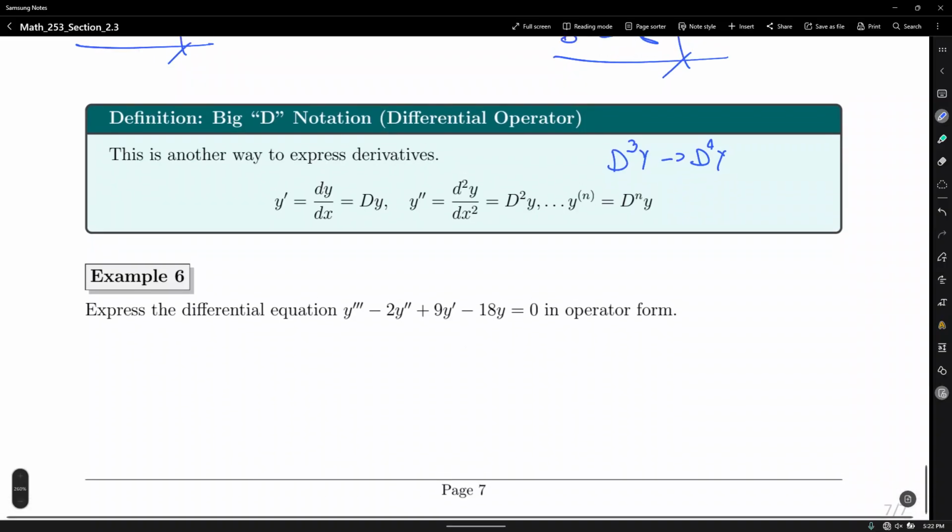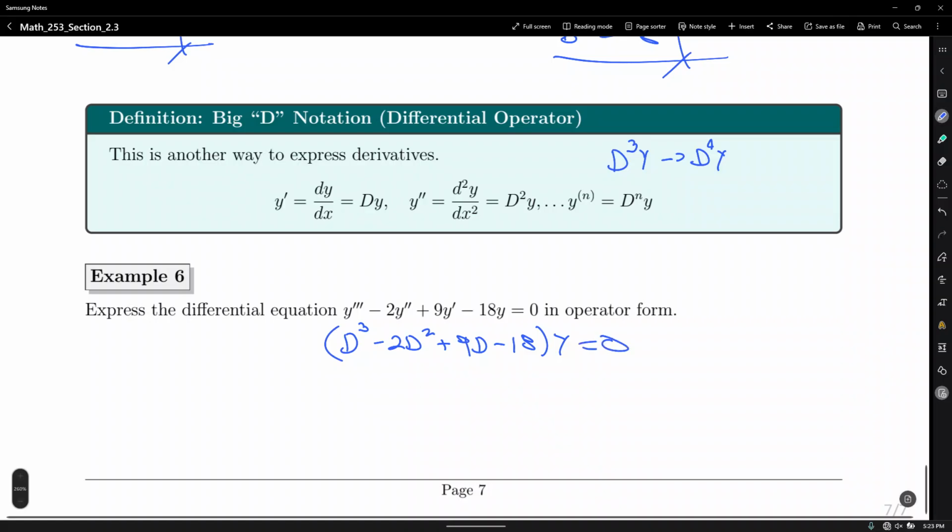Okay, so example number 6. Express the differential equation y triple prime minus 2y double prime plus 9y prime minus 18y in operator notation. Okay, so all we need to do is say simply D to the third power minus 2 times D squared plus 9 times D minus 18, all of this simply acting on the function y. So that's all we need to do.